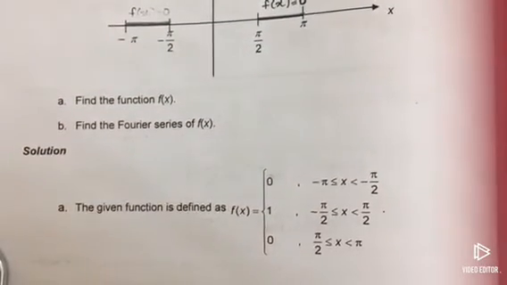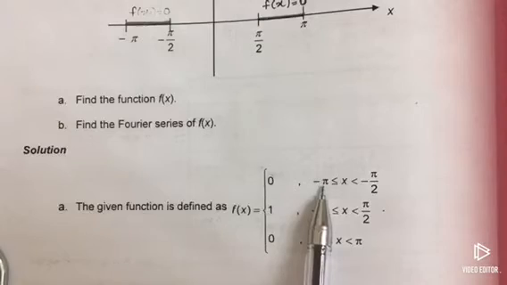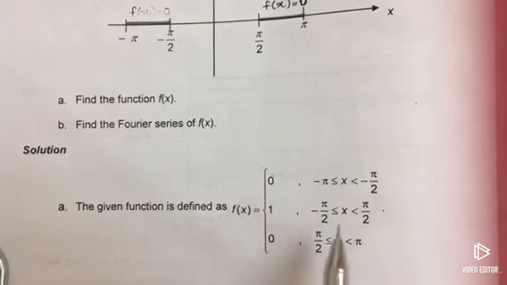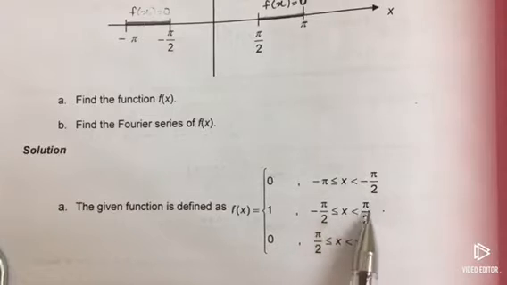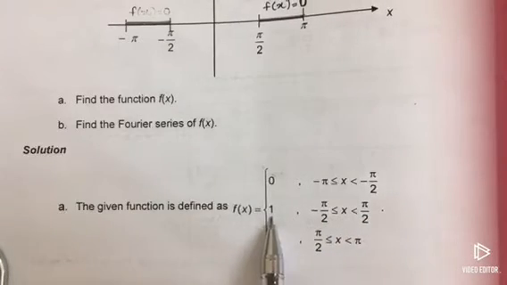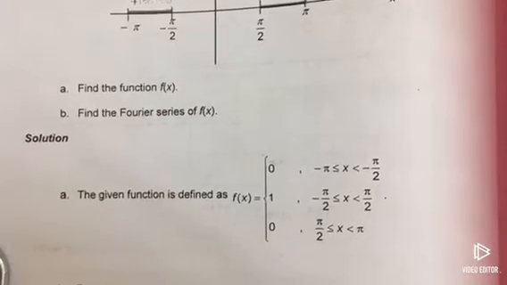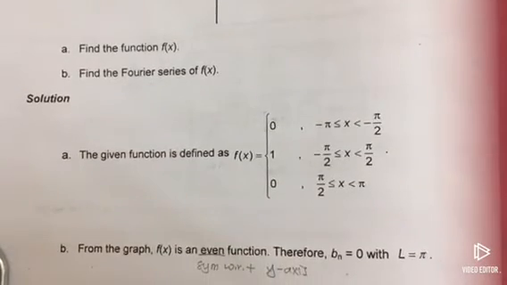We can write from negative pi to negative pi over 2, f(x) equals 0. From negative pi over 2 to pi over 2, f(x) equals 1. From pi over 2 to pi, f(x) equals 0. Okay, question B, find the Fourier series of f(x).